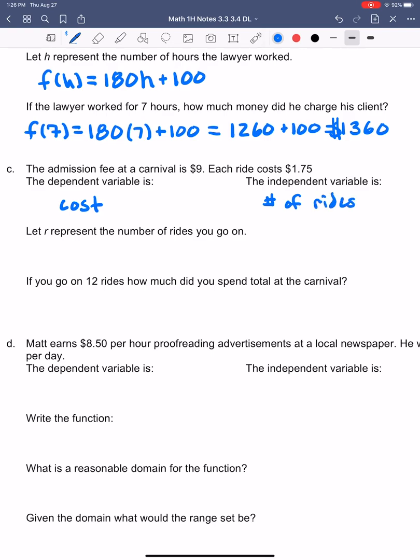Let R represent the number of rides you go on. So I'm going to say F of R equals, so it's $175 for each ride, plus we have a one-time fee when we enter the carnival of $9. It says if you go on 12 rides, how much did you spend total at the carnival? So that's going to be F of 12, which is going to be 1.75 times 12 plus 9. And then you just go ahead and multiply that out there. Okay? And I'll let you go ahead and work that one out on your own and finish it up.